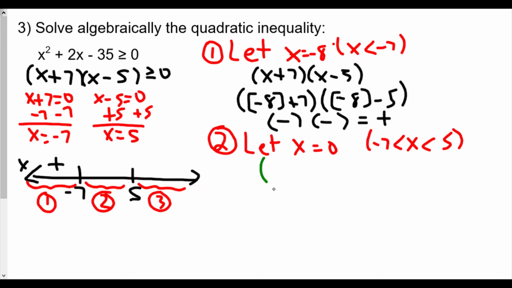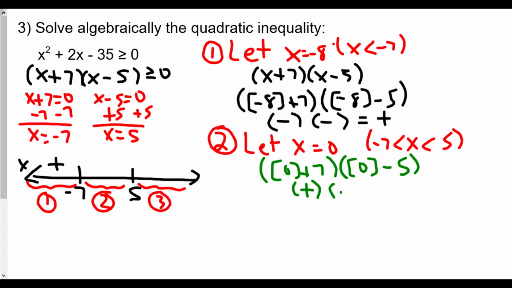So I have bracket 0 plus 7, because adding 0 gives us the same number back, and 0 minus 5. I put brackets so you can see that's the number we're plugging into the expression. We're doing this for 3 different sections. And so we get a positive 7, or positive result.